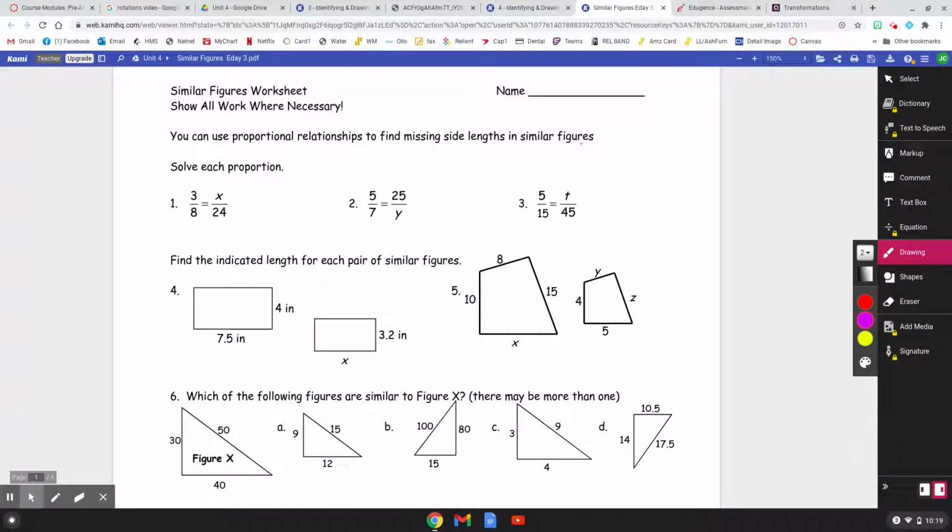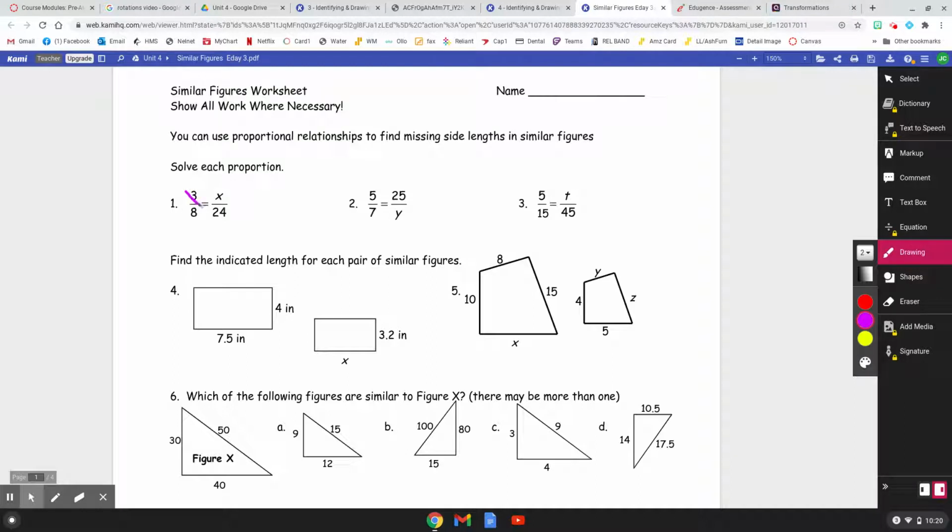Today, we're going to be looking at similar figures. This shouldn't be anything really new. You know this concept, so we're just going to brush up on what we're looking at so you know what you're doing. With similar figures, we set up a proportion for each one of these, so we have to make sure we know how to set up that proportion. We've talked about this before. Solving a proportion is our first one.